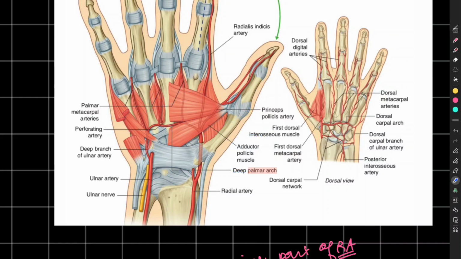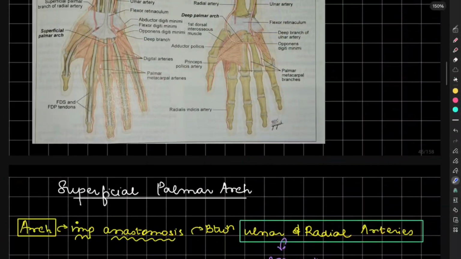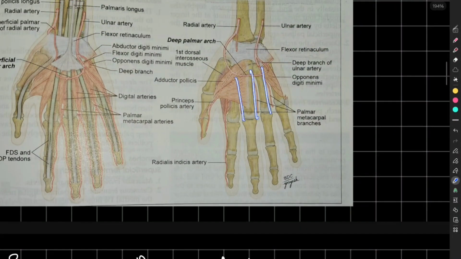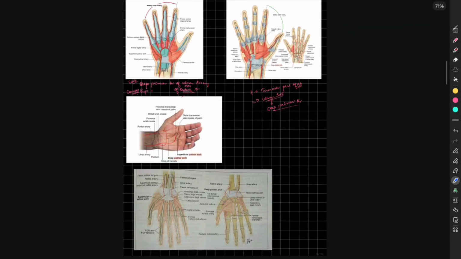Now, talking about the branches, if we see this diagram, we have the palmar metacarpal branches. These palmar metacarpal branches we generally have in the second, third, and fourth spaces. Then we have the perforating digital branches which pass through the interosseous spaces and anastomose with the dorsal metacarpal arteries, and then we have the recurrent branches, which supply the carpal bones.